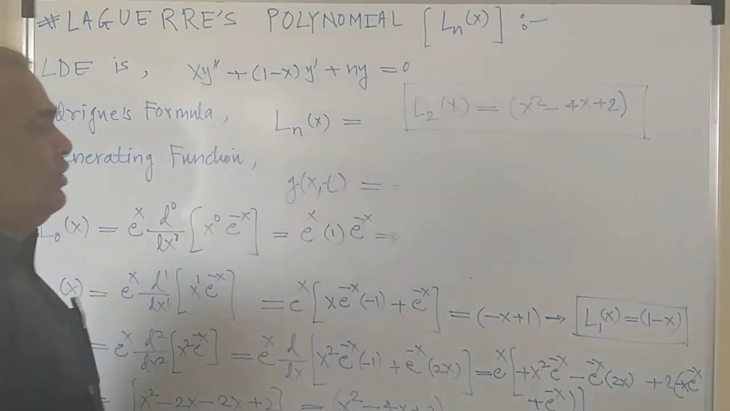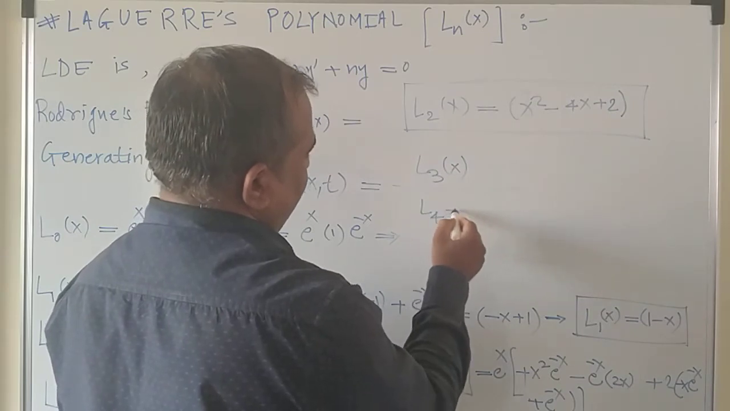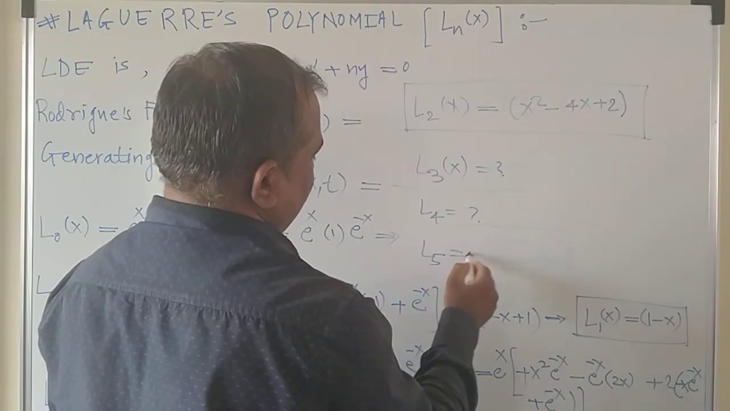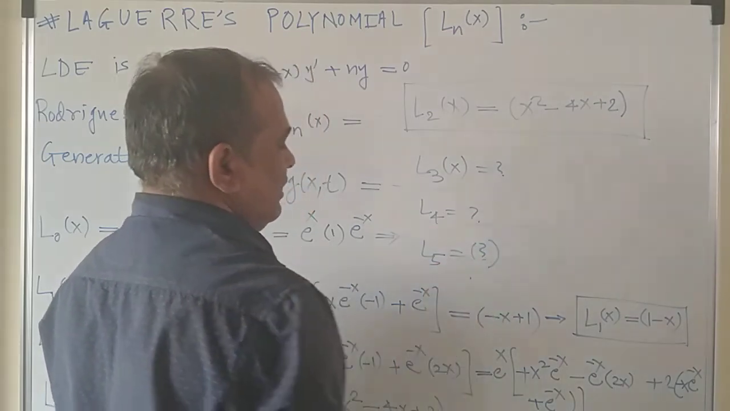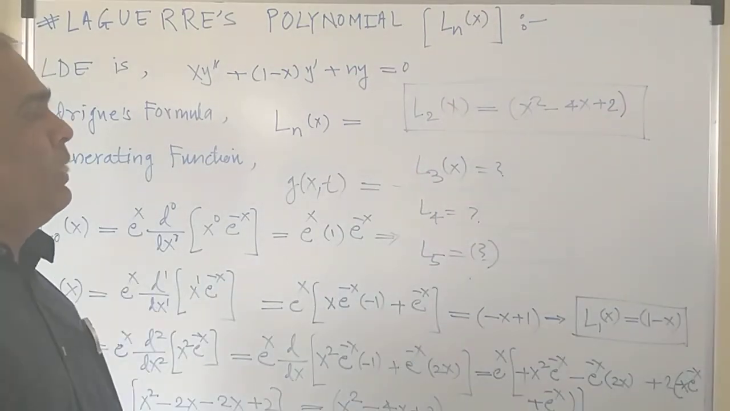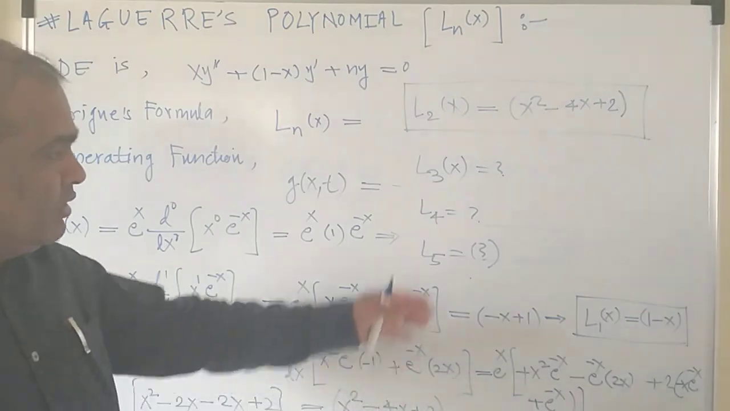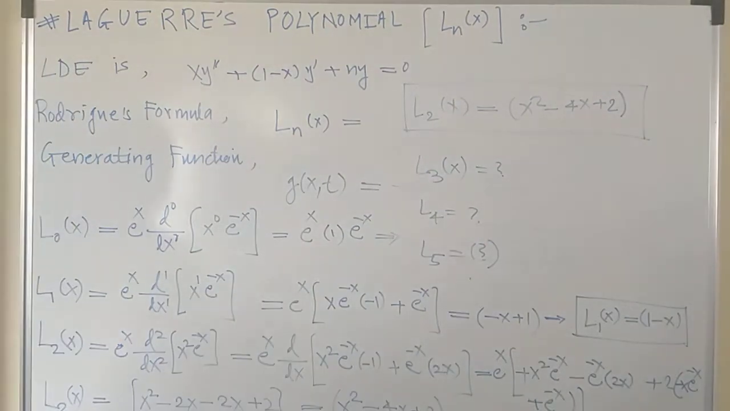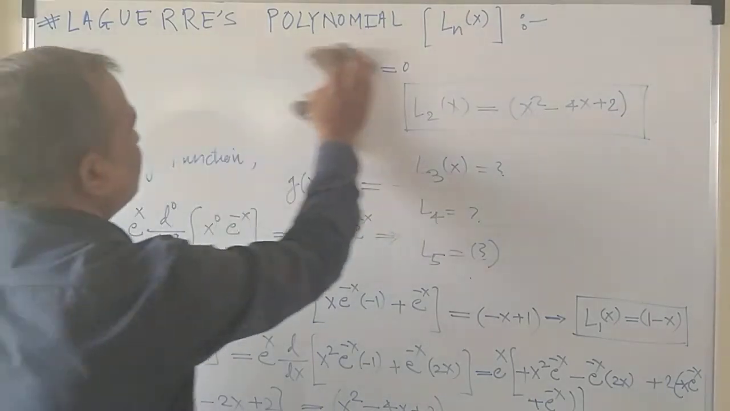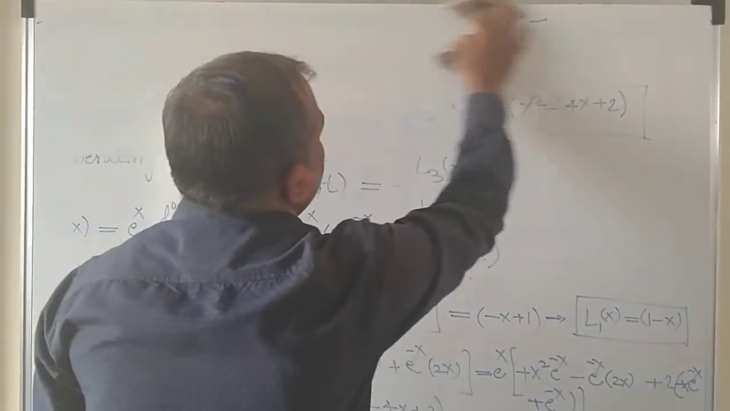And next few obtain L3 of x, L4 of x, and L5 of x at least, right? This will take more time because you have to take the number of derivatives and this becomes more lengthy, but still go for this. And now let's go for some properties of Laguerre polynomial. And then orthogonality property.